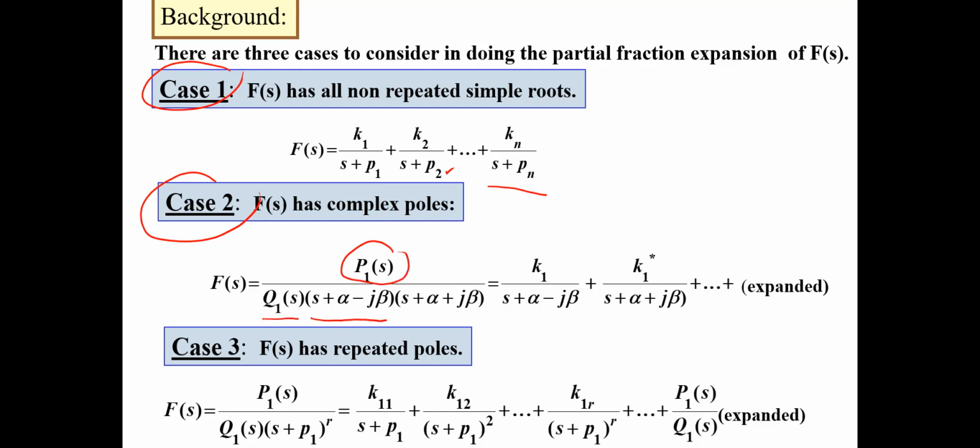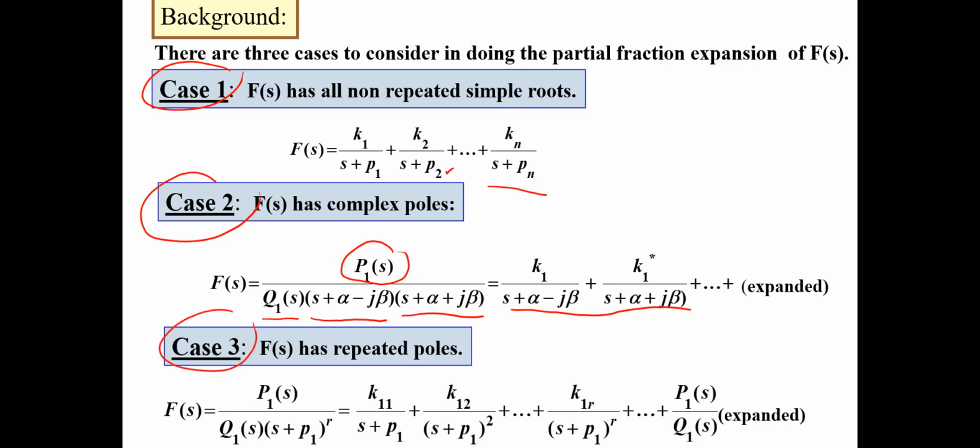Case 2 is F(s) has complex poles, like P1(s) over K(s), multiplied by (s plus alpha minus j beta) and (s plus alpha plus j beta). We can expand this F(s) using K1 over s plus alpha minus j beta, plus K1 conjugate over s plus alpha plus j beta. And then case number 3 is F(s) has repeated poles.